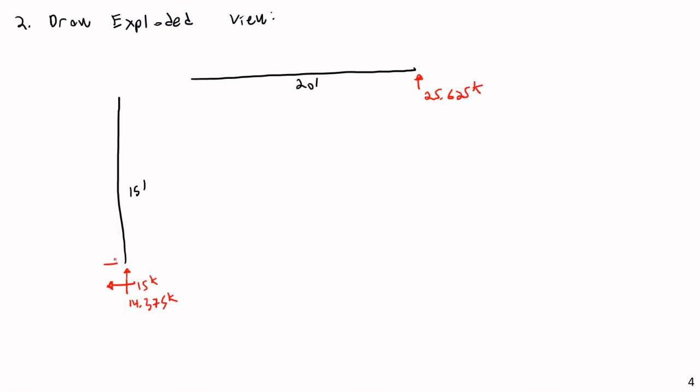Then my external loads: in the horizontal direction, I'm going to have on my column a horizontal load of 1 kip per foot. And downward at 2 kips per foot.